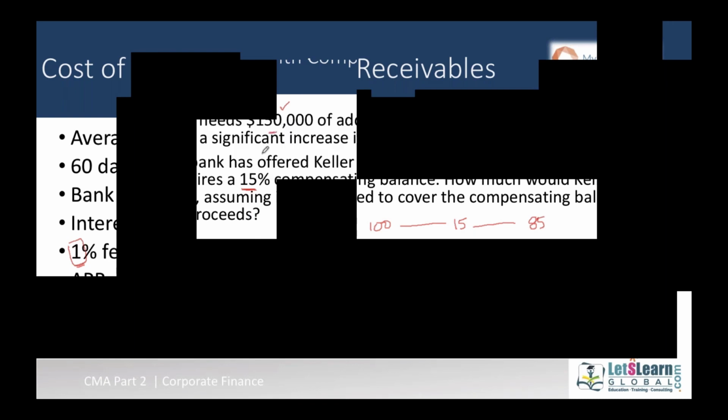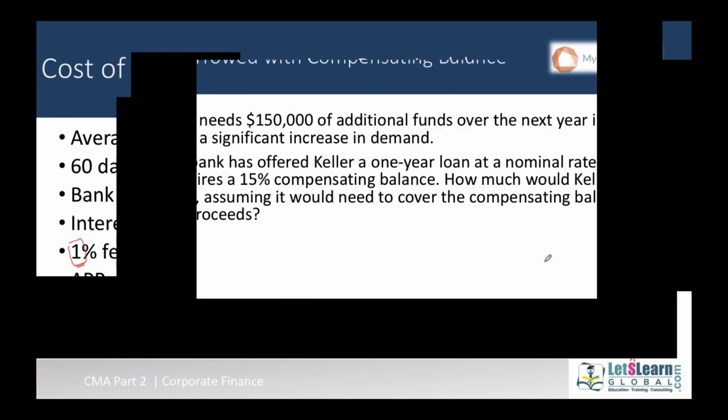Here my requirement is 150,000. If my requirement in hand is 150,000, I cannot borrow 150,000, because 15% will be held with the bank, and I'll be getting less than 150,000. But the net amount in my hand should be 150,000. So I must borrow more than 150,000. What amount is to be borrowed?